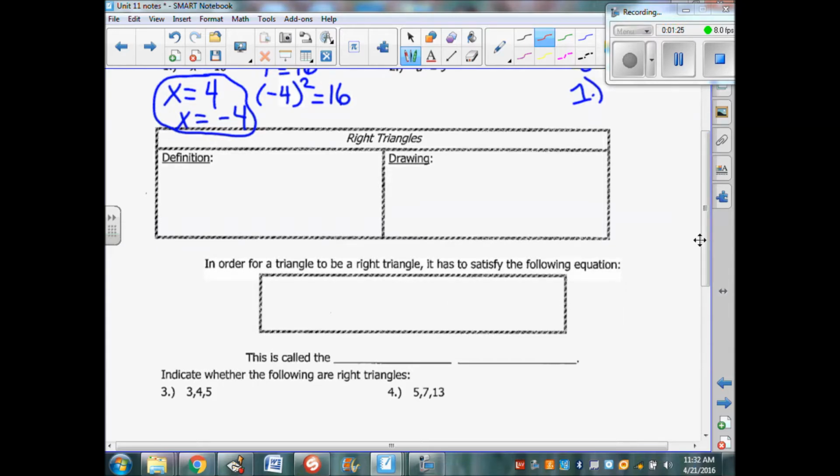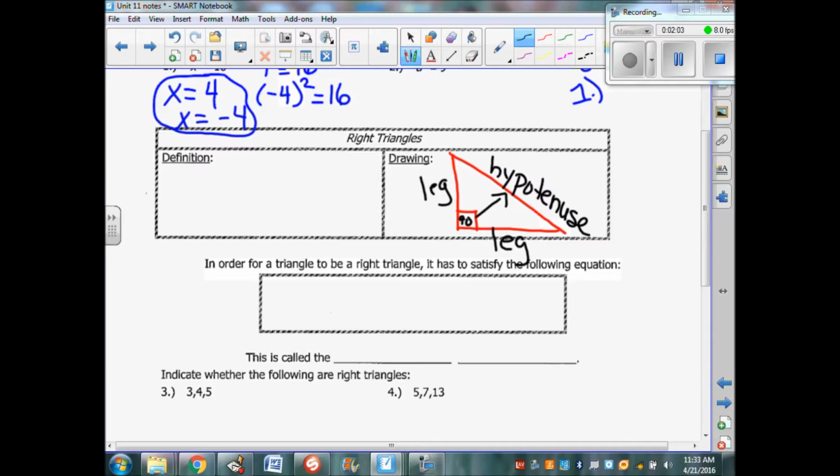So let's talk about some right triangles. I'm going to give you a drawing first, and then we'll talk about the definition. A right triangle is a triangle that has a right angle, and this little box indicates that it's a 90-degree angle. This is called a leg. This side is also called a leg. And this side, across from the right angle, has a special name. It's called the hypotenuse.